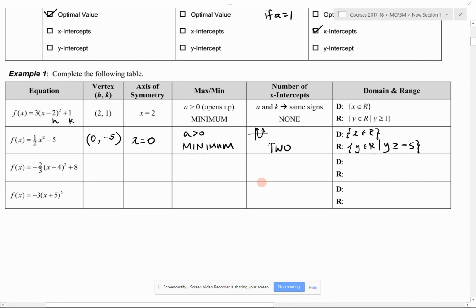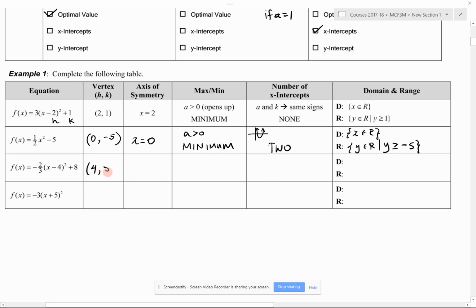So I'd like you to try the other two on your own, see if you can recall how to find these different characteristics. So pause the video, write them out, and then I will display the answer. Okay, so hopefully you've been able to find the answers on your own. Here they are, just so you can check your work.